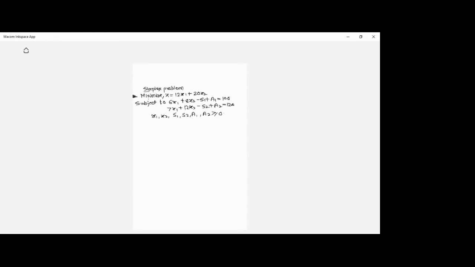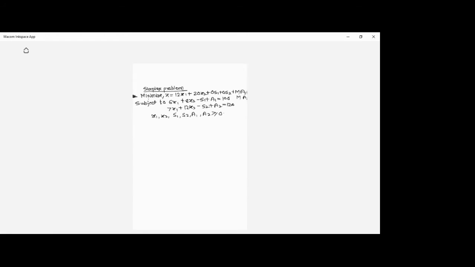So in the objective function, irrespective of the slack variable having a positive or negative sign, its coefficient in the objective function will be 0 only. So 0s1 plus 0s2. Now, it is a minimization problem, so the artificial variables will have a positive M in your objective function. So it will be plus Ma1 plus Ma2.